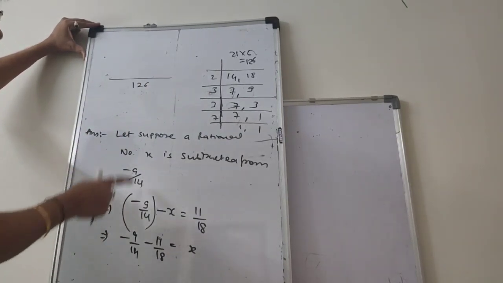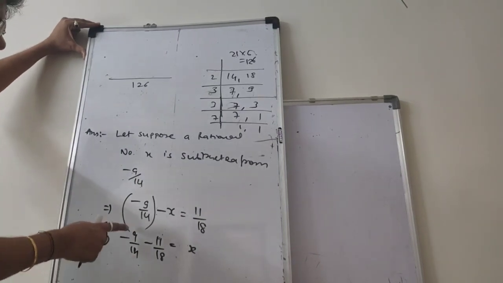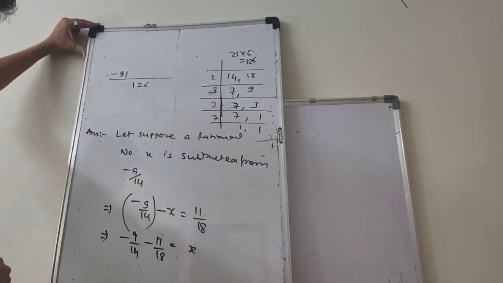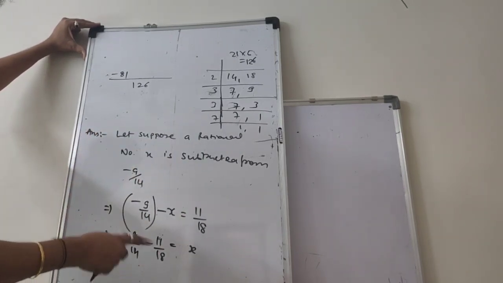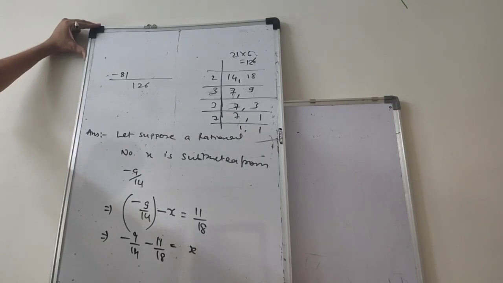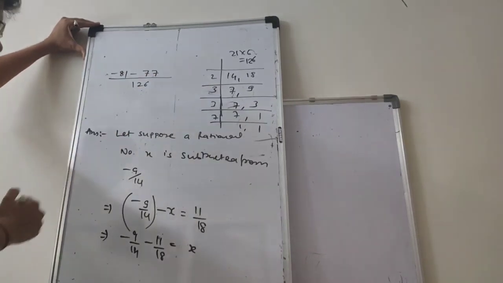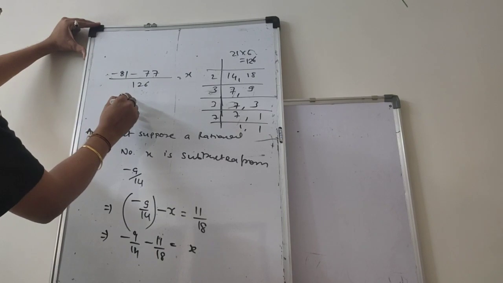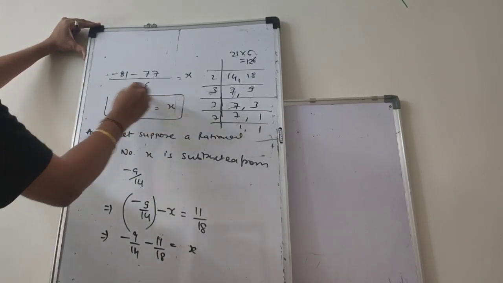Now 126 is divided by 14. The quotient comes 9. 9 is multiplied by minus 9. So that is minus 81. Now 126 is divided by 18. The quotient comes as 7. 7 is multiplied by minus 11. So minus 77. So it will be minus 158 by 126. That is the value of x.